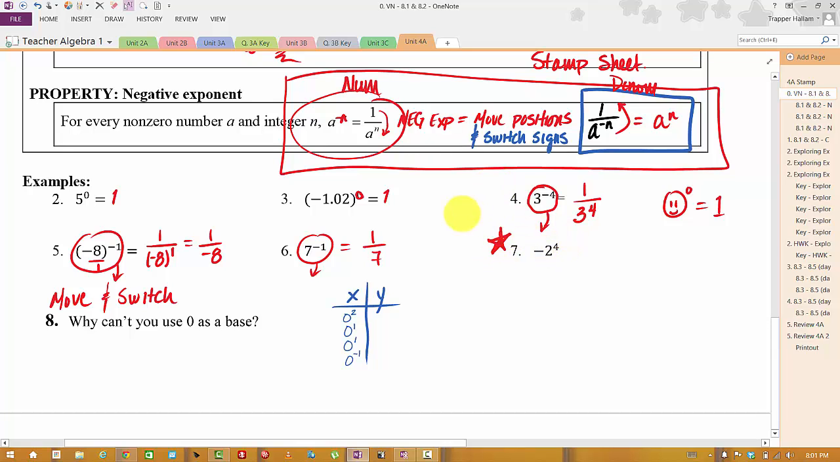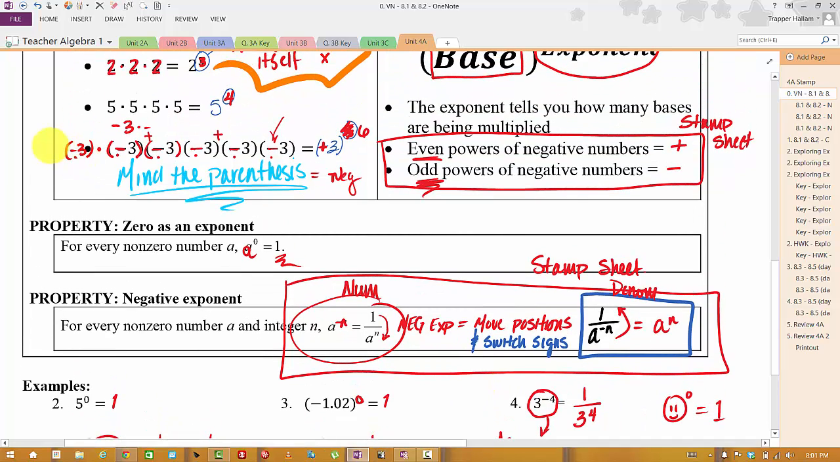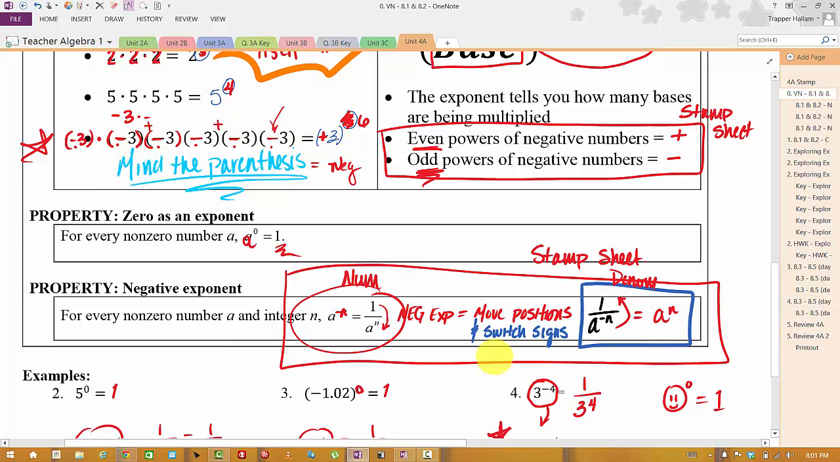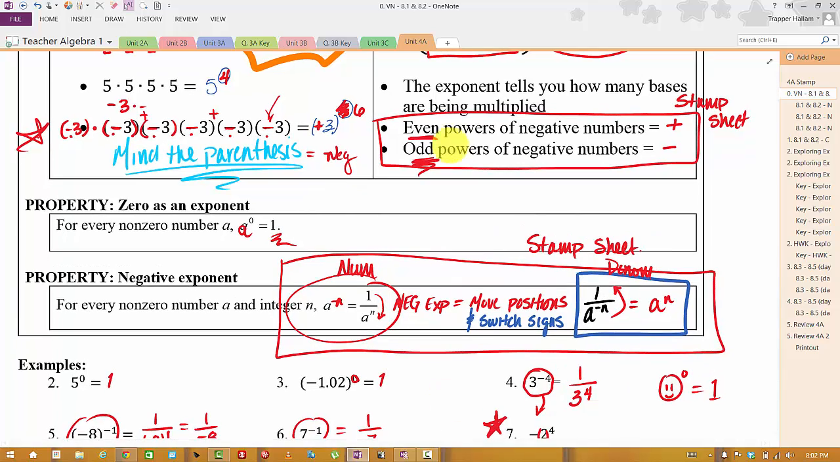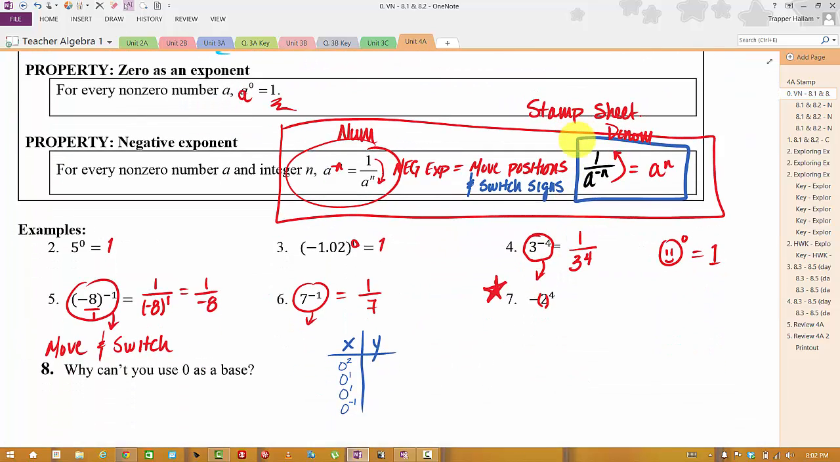Now, notice above, in my notes, I'm going to scroll up. When we're looking at this example here, the negative is in parentheses, and that its power, it's also part of the power. In this one, it's not. The 2 is the only thing raised to the 4th. The negative is not. So even though this is even, and our rule up here says even powers of negative numbers is positive, this isn't a negative base. This is a positive base multiplied by -1.